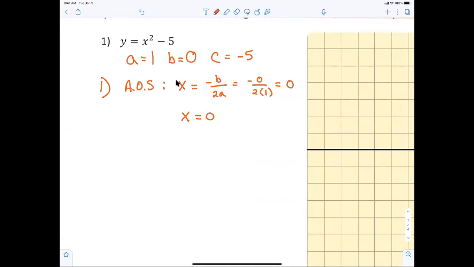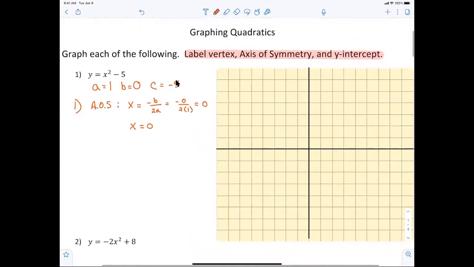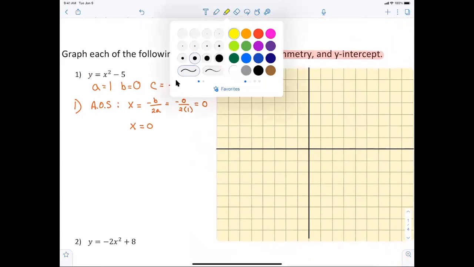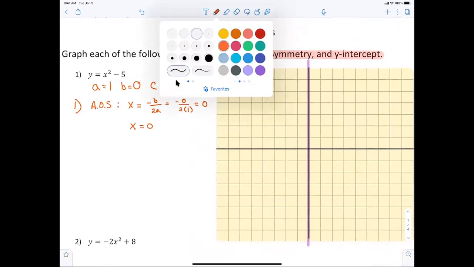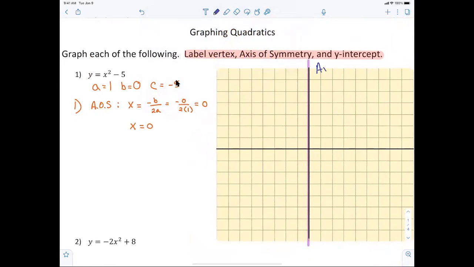All right, here we go. So now everybody take a highlighter, make the highlight big enough so you can see it, and we're going to graph x equals 0. Now x equals 0 is just a vertical line. That's the axis of symmetry. So then I want everybody to write axis of symmetry. AOS is perfectly fine, but I want to make sure you're comfortable with that.